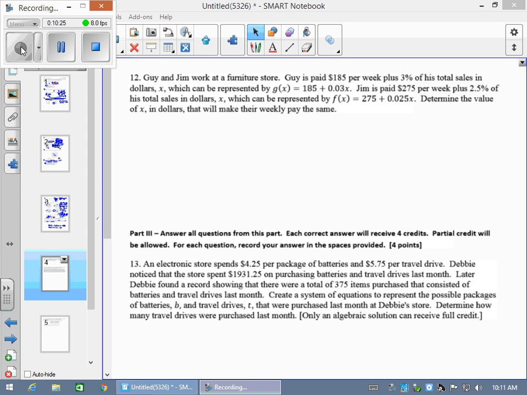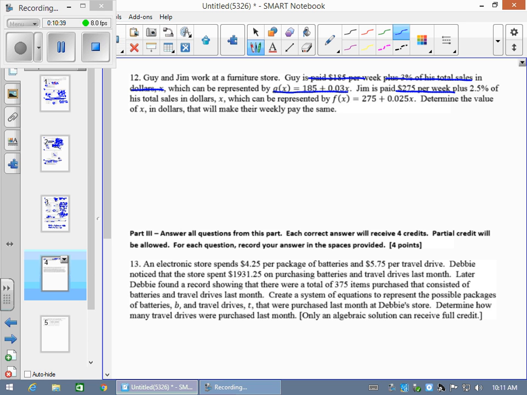So Guy is paid $185 per week plus 3% of his total sales in dollars, X, which can be represented using G of X. Jim is paid $275 per week plus 2.5% of his sales in dollars, X, which can be represented by F. So I have two functions here representing both of these salaries, and determining the value of X in dollars that will make this weekly pay for them the same.